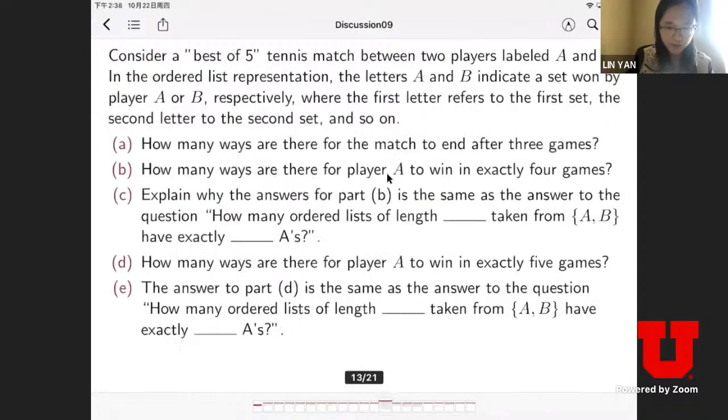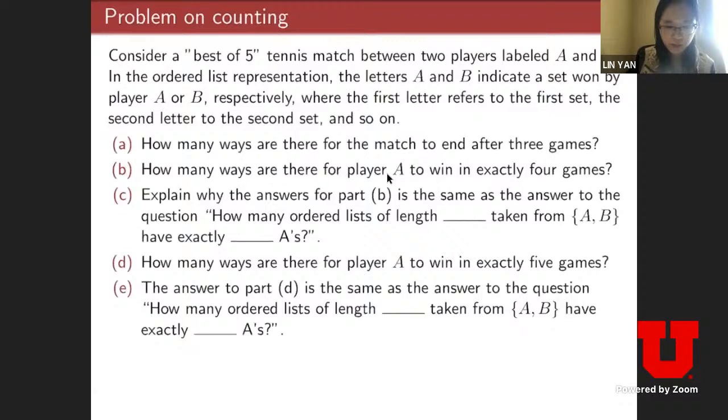Okay, let's go to the combination problems. So this is a long problem. Please read it and think about it for 2 minutes, and then we'll work on it together.